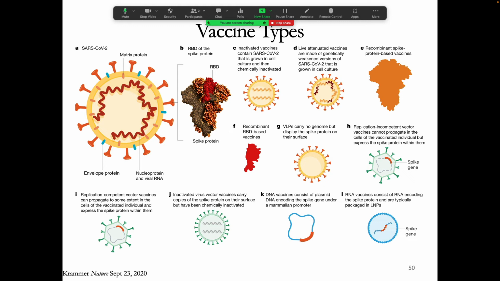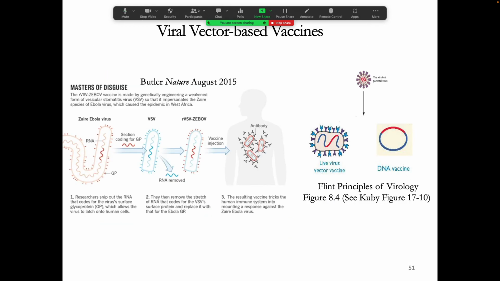And so you're going to get great immune stimulation and great dose amplification, but you're not actually going to have the risk of a live attenuated version of this particular microbe. You can see an example of a vector-based vaccine here.